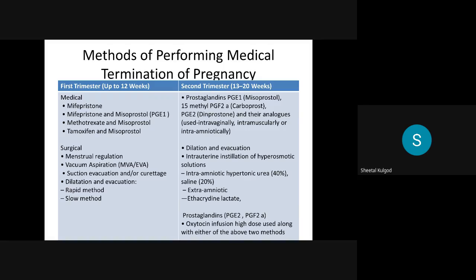It's similar to cesarean section, but it is done in less than 20 weeks gestation. Then it is called hysterotomy, where again it is an abdominal procedure. Laparotomy is done, and the uterus is cut open and the products evacuated and then sutured back. So this is used as a last method, that is hysterotomy, in case of second trimester MTPs or abortions.